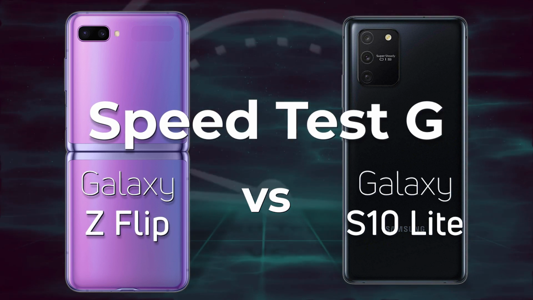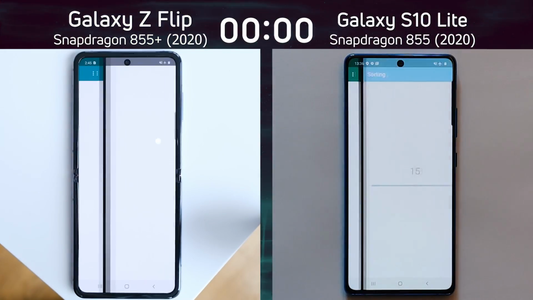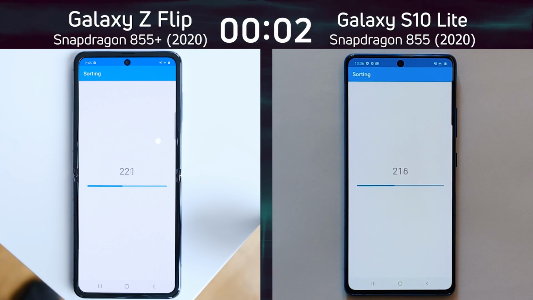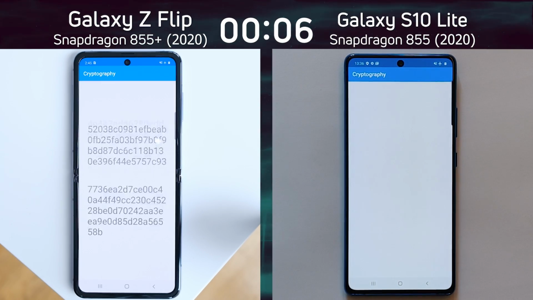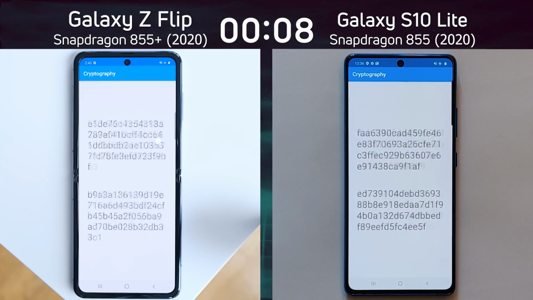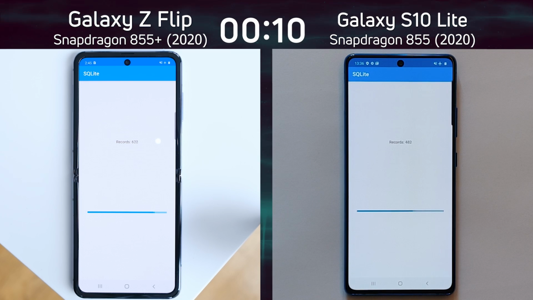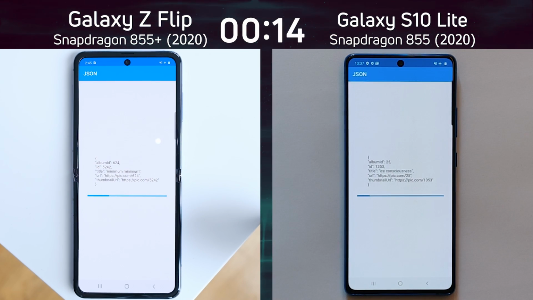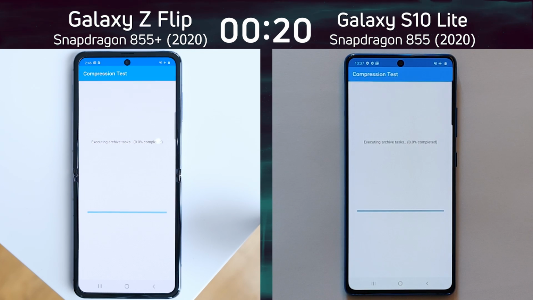Well, let's find out. On the left-hand side, we have the Galaxy Z Flip, the Galaxy Z Flip, I suppose you might say, in some parts of the world, with the Snapdragon 855 Plus. Of course, the device released in 2020 is running in 1080p. On the right-hand side, with the Galaxy S10 Lite, with the Snapdragon 855, the non-Plus version, that's also running in 1080p. And of course, it is also a 2020 device, and it looks like it's going to be pretty close.